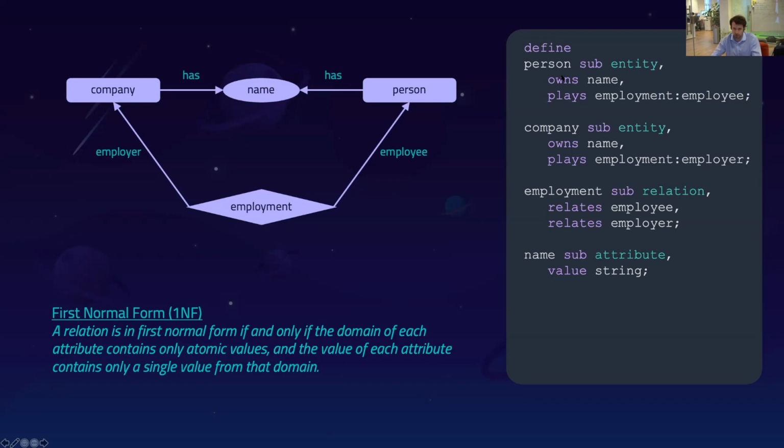We've got a person, that's an entity. We have a company, that's an entity. We have an employment, that's a relation, and name, that's an attribute. And we use the keyword sub to indicate that those are indeed those types. We use the keyword owns to connect an attribute to a particular type. And then we use the keyword plays to indicate that this person plays the role of employee in an employment relation, and that relates that role player to that particular relation.